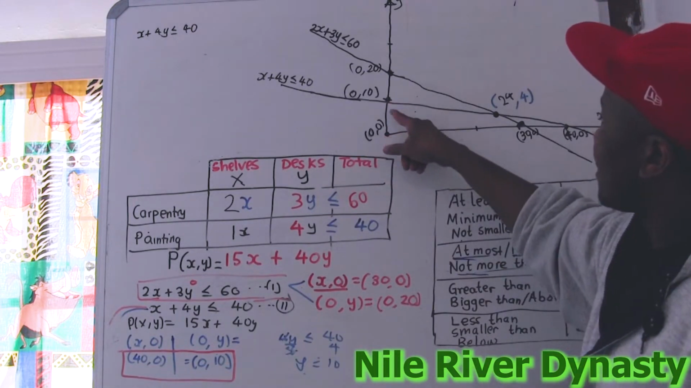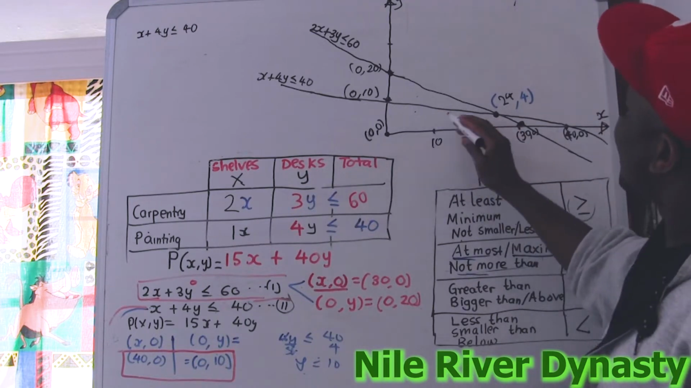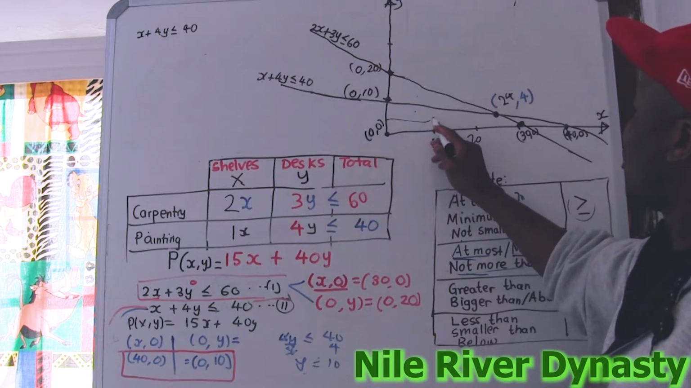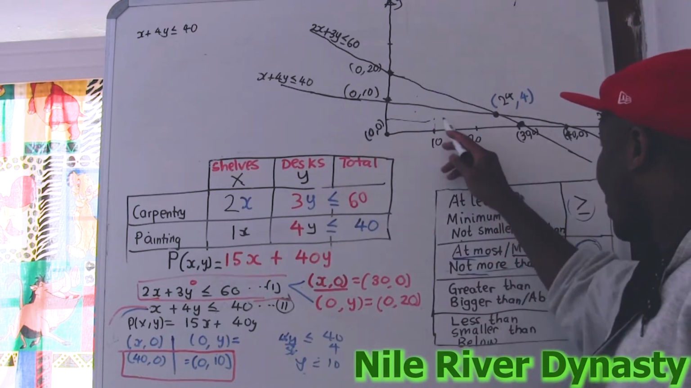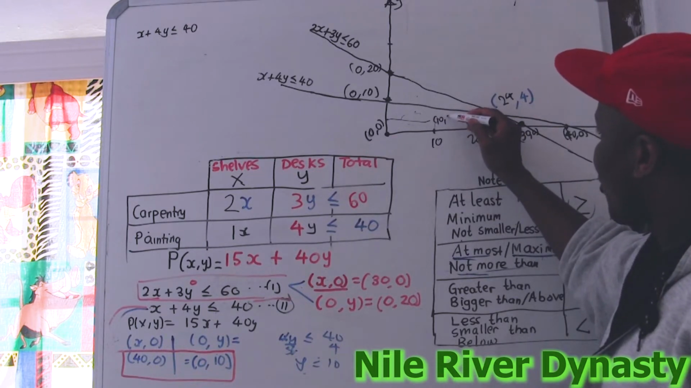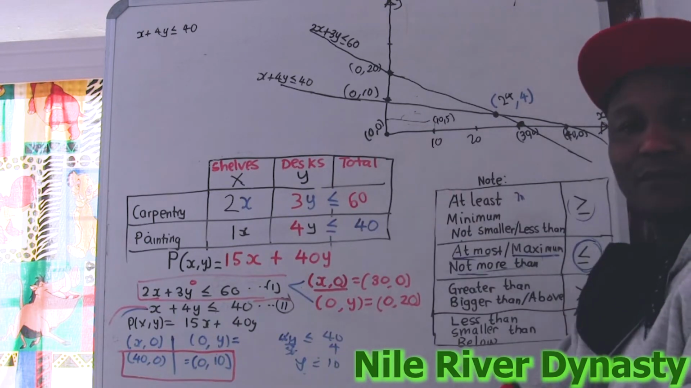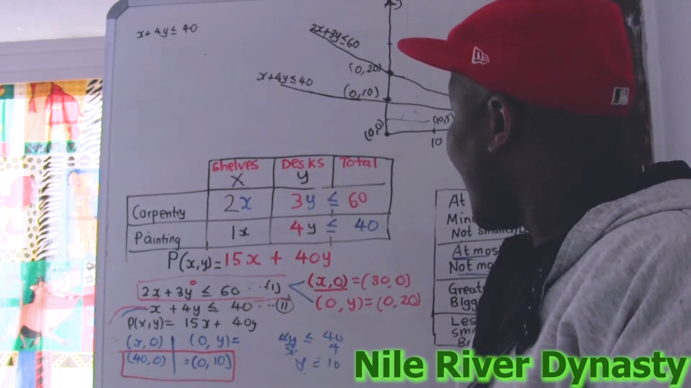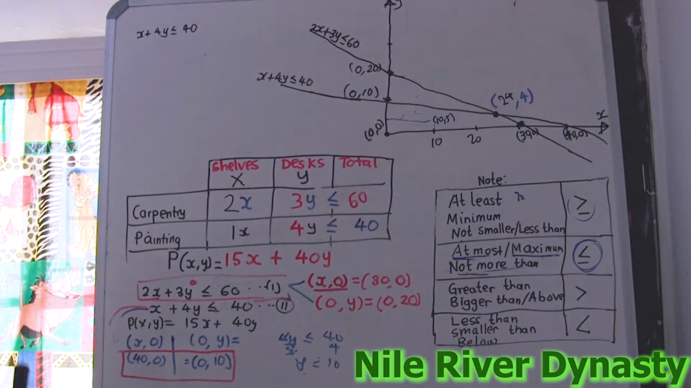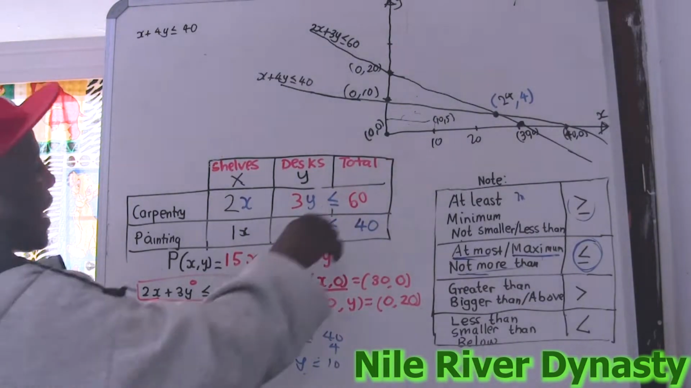If this is 10, then this is like 10, 20. So for any point below, I could say x equals 10 and y equals 5, because it's going to lie in this area here. We know that coordinate lies in here. So I'm going to substitute in this equation. If it's true, then we shade there; otherwise, the other side.